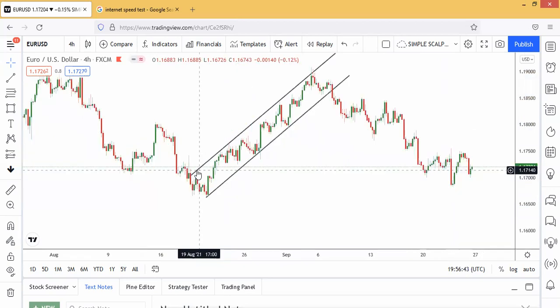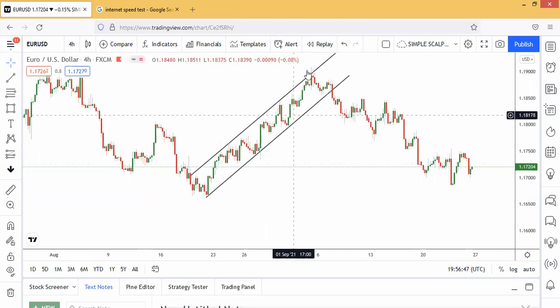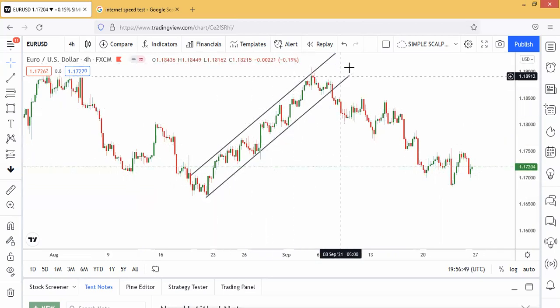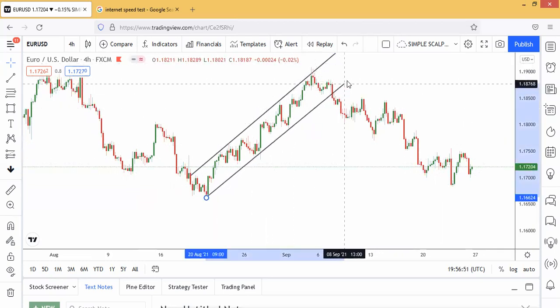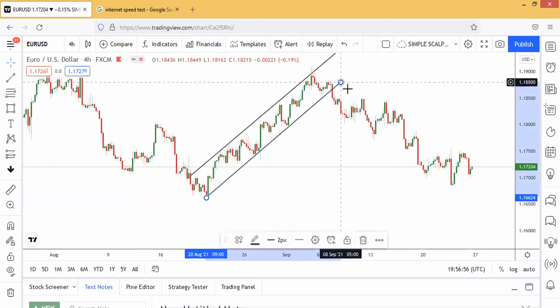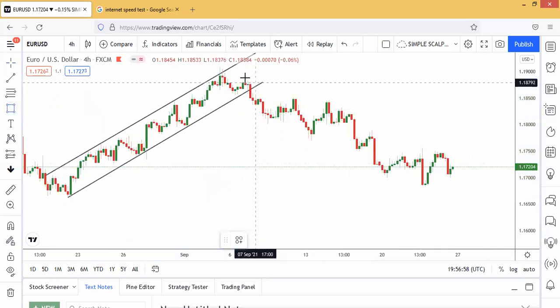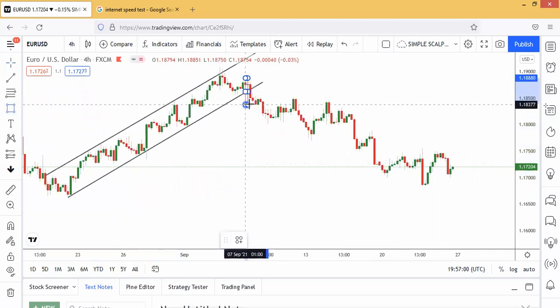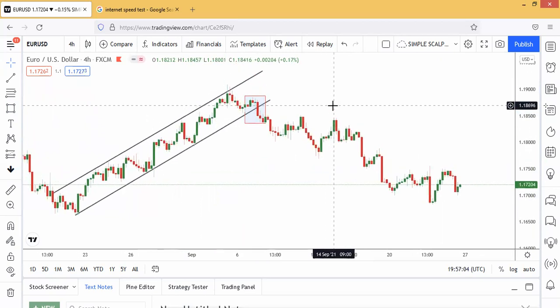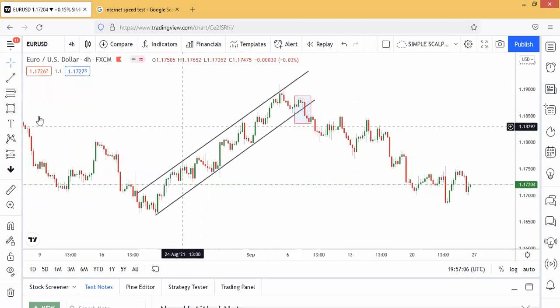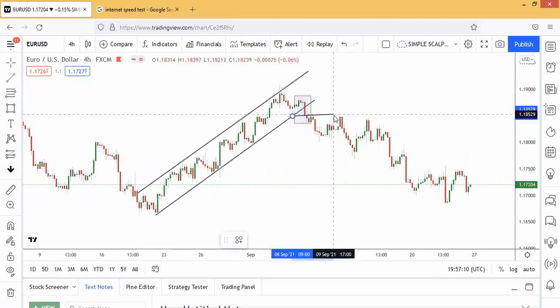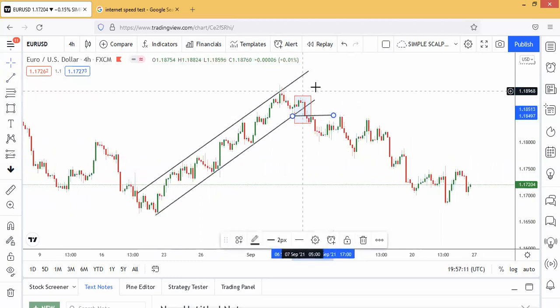Now, take a look at this uptrend. We've been able to draw the channel, connecting two or three areas together. So we're waiting for price to break out. And now take a look at this candle right here, where we have the breakout. So as an aggressive trader, you take a trade after this breakout happens.